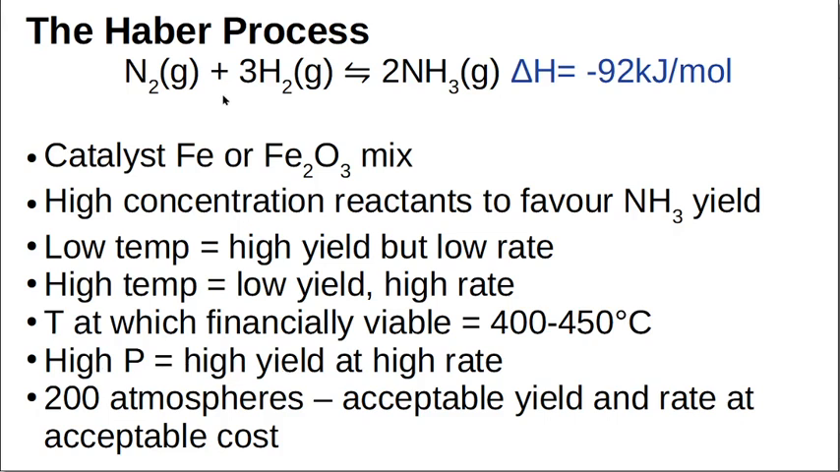So high pressure not only favors the reaction rate, it also favors the forward reaction of this equilibrium reaction, because 4 moles become 2 moles. So increasing the pressure favors the forward reaction, and it also favors the reaction rate. At about 200 atmospheres of pressure, you get an acceptable yield, an acceptable rate and an acceptable cost. So these are the optimal conditions to carry out the Haber process. You need to know the catalyst and the temperature and pressure conditions.